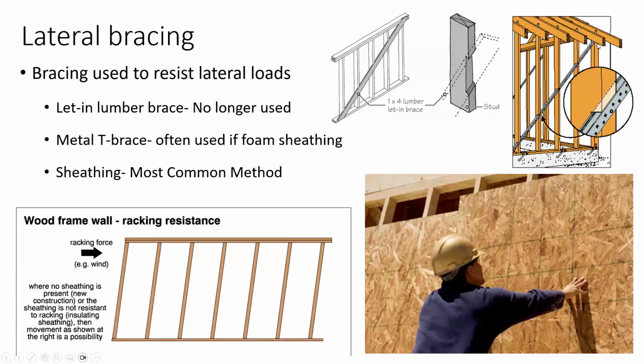Now if you have foam sheathing, the perfect wall back there with 4 inches of insulation, that foam doesn't do anything for the house tipping over. The nails will go right through that foam and your house will tip over. Okay.